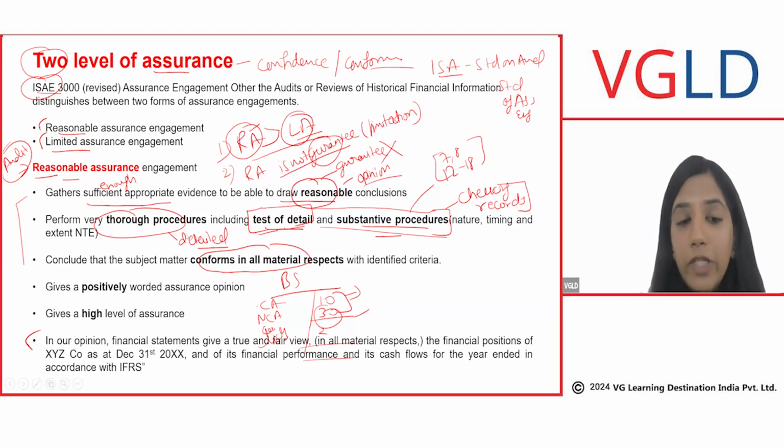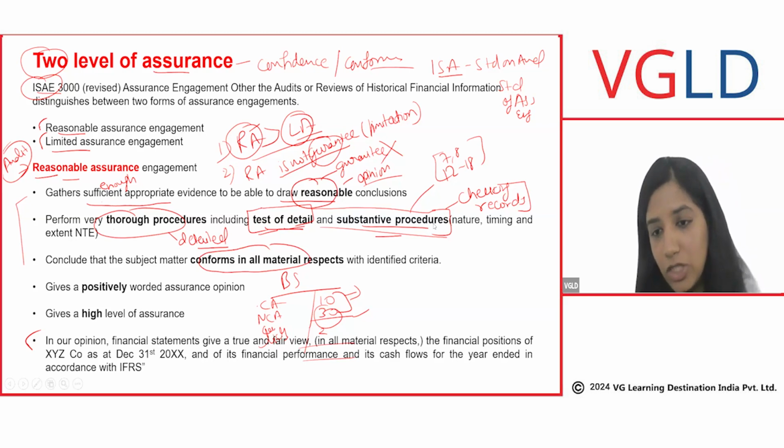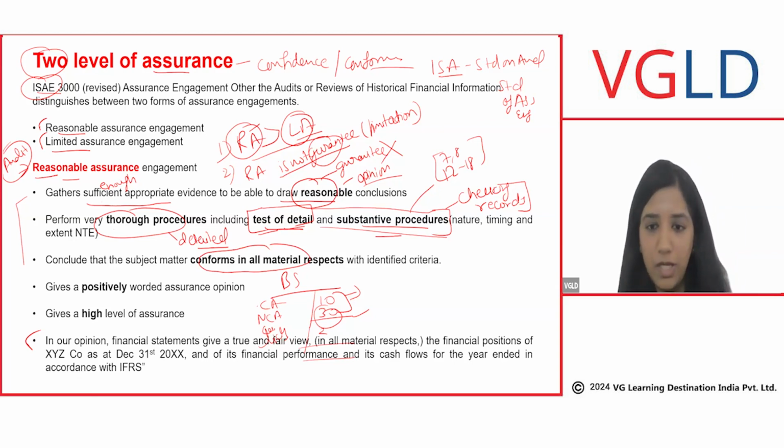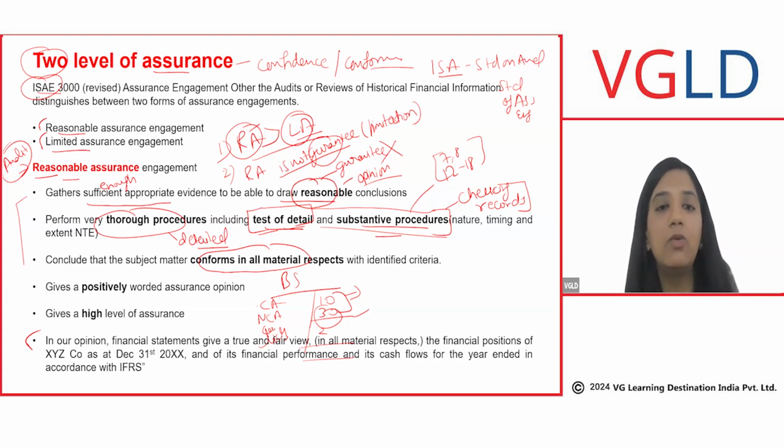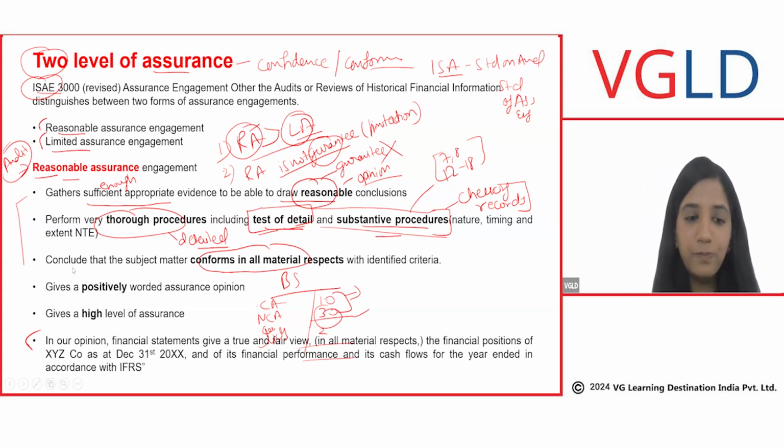Including now, how will you perform a thorough procedure? You will do test of details and substantive procedures. What are substantive procedures? It is defining the nature of the transactions that you are checking, the timing. See, it's a 12 months audit, but you could be focusing only on 6 months, right? So you will perform substantive procedures just for 6 months because your sample size says I am taking only 6 months and you cannot do an audit of the entire 12 months, right? So NTE will define the extent of your substantive procedures.